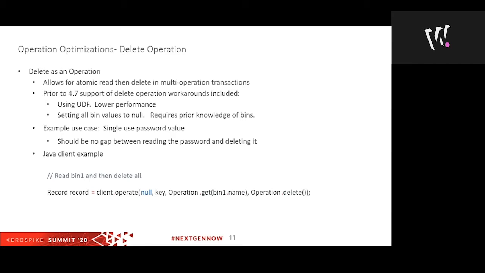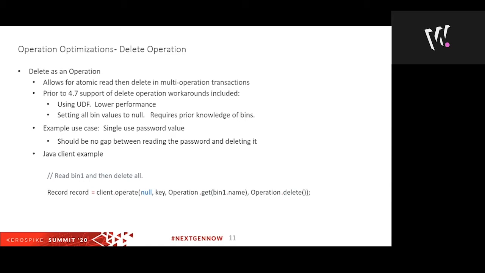So with Server 4.7, we introduced some operation optimizations. The first one we're going to talk about is the delete operation. So the delete as an operation essentially allows for you to be able to do an atomic read and then delete in your multi-hop transactions. Previously this was done with workarounds such as using UDF, which would have resulted in much lower performance. Or if you knew all the values of your bins, you could try setting all those bin values to null. So instead of doing that, you can now do this as an operation.